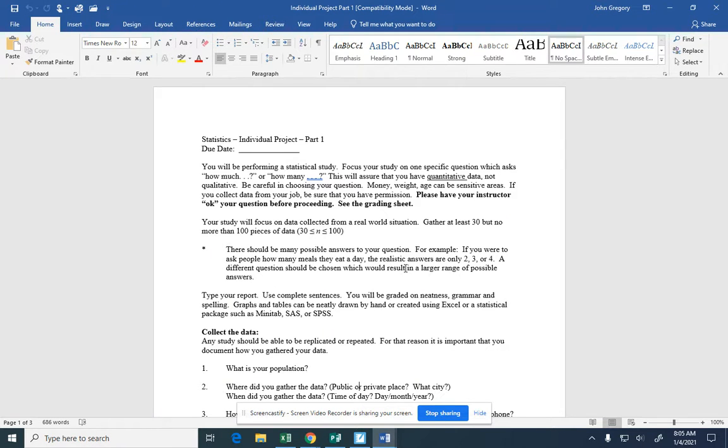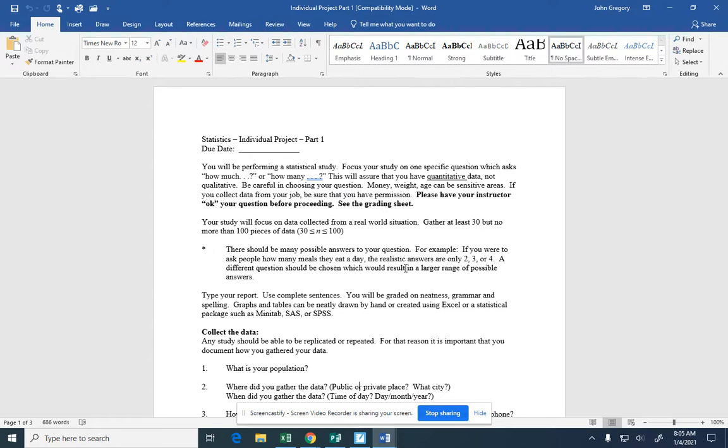But you're going to be doing a statistical study focusing on one specific question, which asks how much or how many. This is quantitative data, not qualitative. Be careful choosing your question. Don't ask anybody about money, weight, age, and sensitive areas. Your study will focus on collecting real world data, and you're going to have to do 30 collections. You're going to have to do 30 data points.